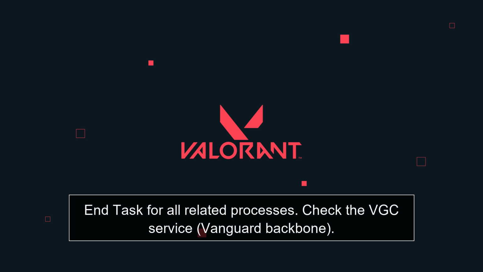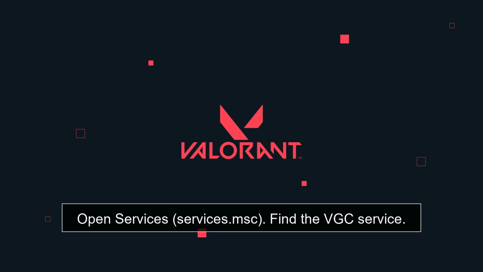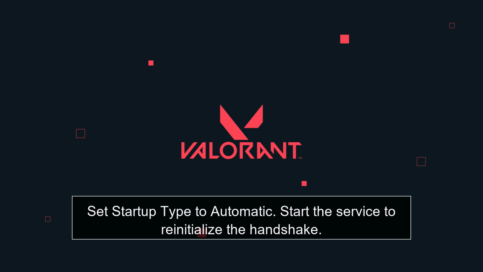We at Teknobalta recommend checking the VGC service, which is the backbone of the kernel-level anti-cheat. Press the Windows key and R, then type services.msc and hit Enter. Scroll down until you find the VGC service in the alphabetical list. Ensure the startup type is set to automatic and that the service is currently running. If it is stopped, right-click and select Start to reinitialize the anti-cheat handshake.